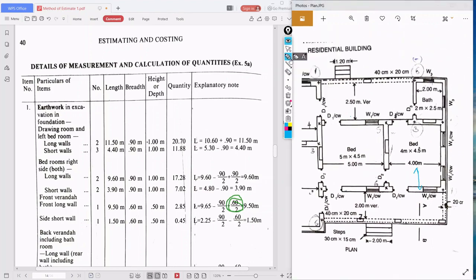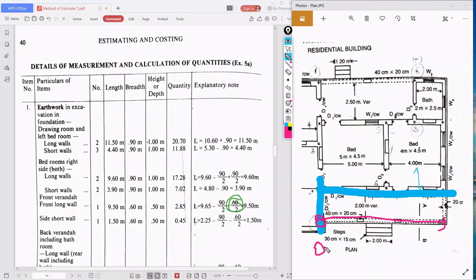So this part is over now. This part is over. Okay, so we were here. Here is the 30 centimeter wall. It has already been excavated, so there's no need to take it another time.